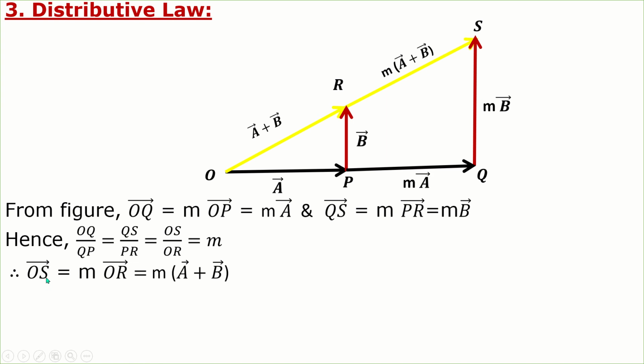Therefore OS is equal to m into OR vector. OR means a vector plus b vector. Again, OS is equal to OQ plus QS by applying triangle law. OQ means m a vector and QS is equal to mb vector. Therefore, m into a vector plus b vector is equal to m a vector plus mb vector. Clear?